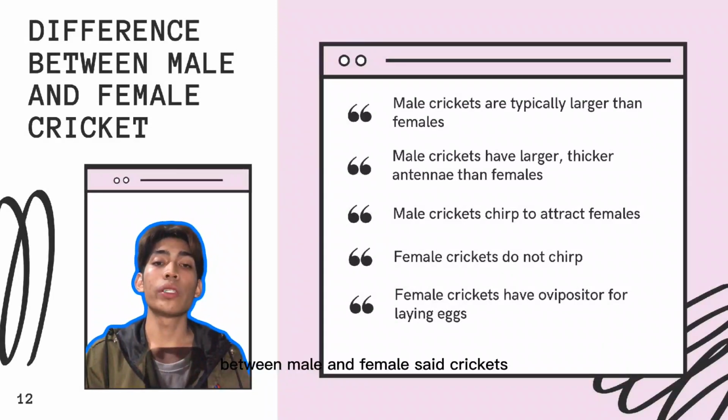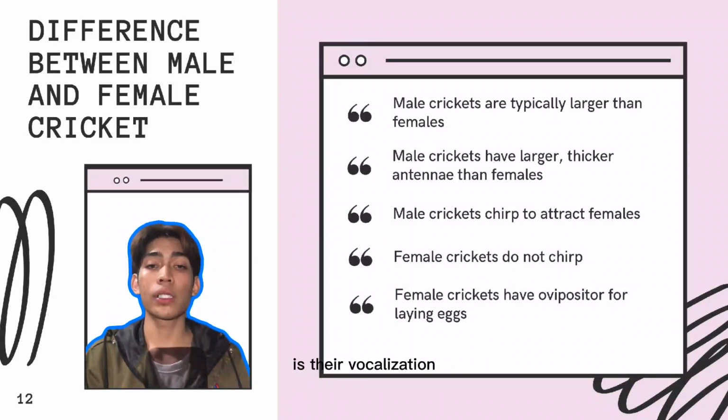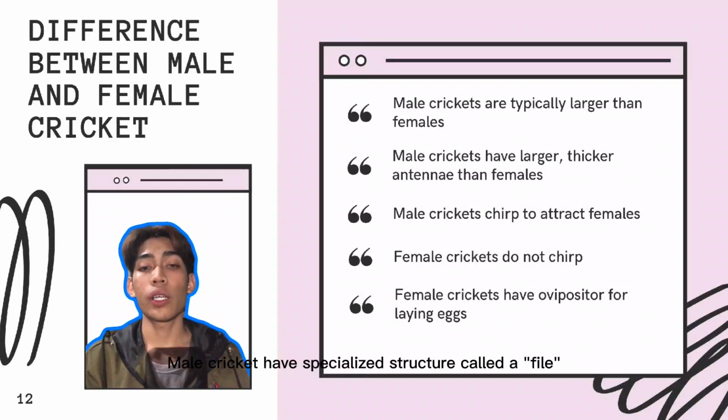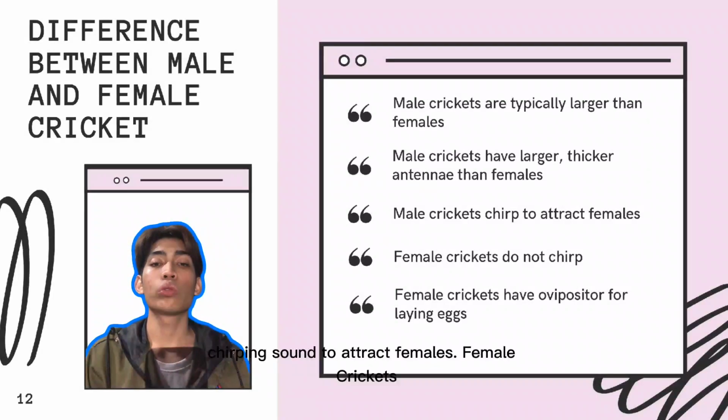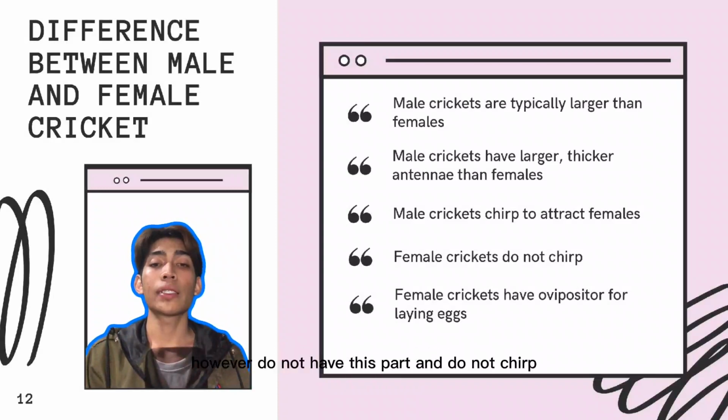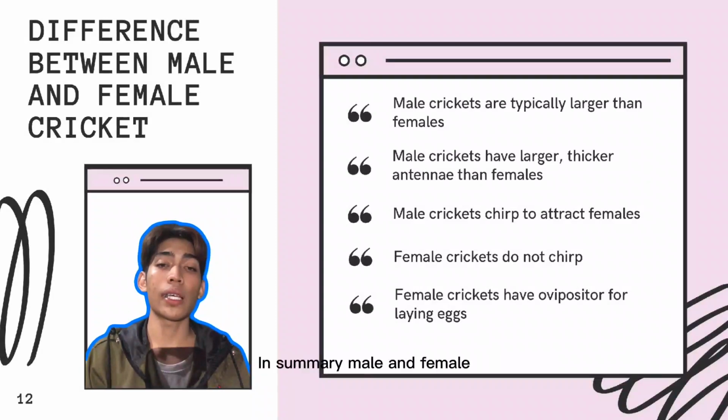One of the most notable differences between male and female crickets is their vocalization. Male crickets have a specialized structure called a file on their front wings, which they use to make a loud chirping sound to attract females. Female crickets, however, do not have this file and do not chirp. In addition to not chirping, female crickets also have an ovipositor, which is a structure used for laying eggs. This is another way to differentiate between the sexes.